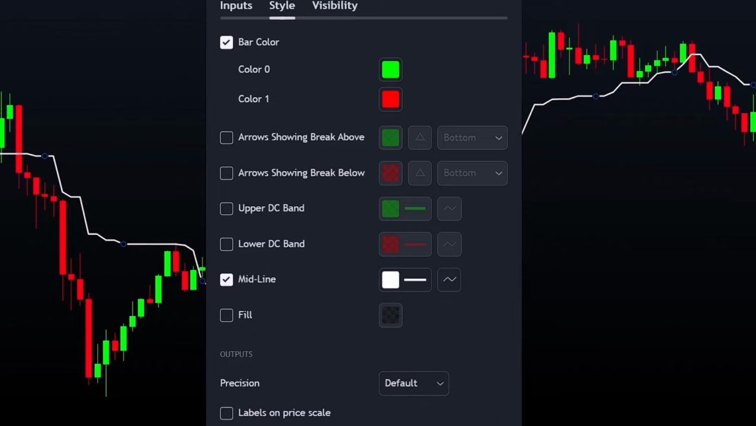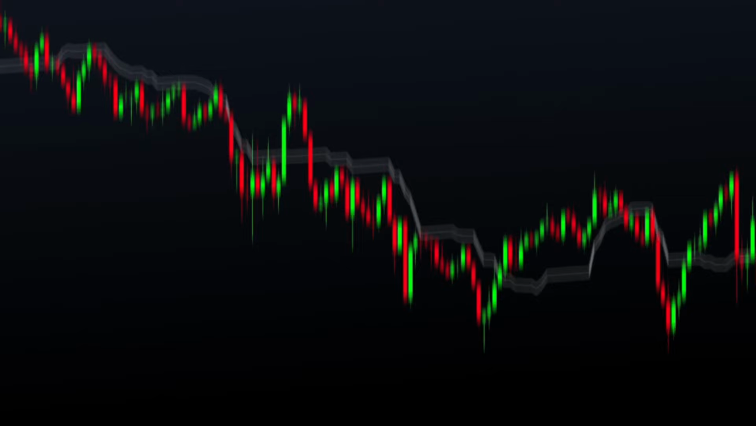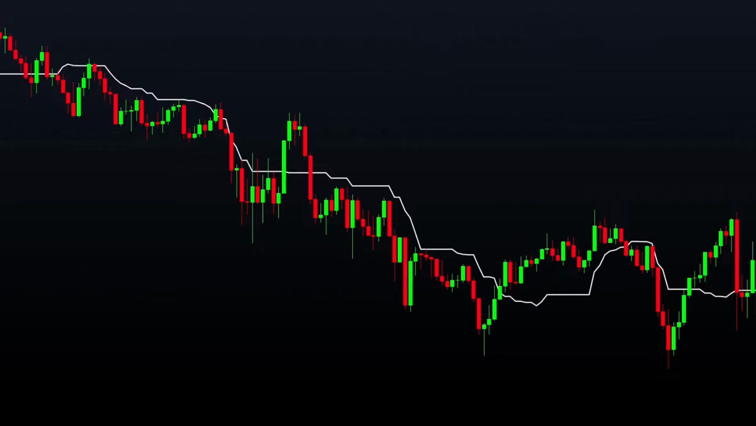To make it more visible, adjust the midline's thickness. This will give you a clear visual cue for when it's time to enter or exit a trade. So how do we trade using this midline? When the price breaks above it, that's your signal to go long, anticipating the price will continue to rise. When it breaks below the midline, you're looking at a potential short trade. This is where you start making smarter, quicker decisions based on trend direction.